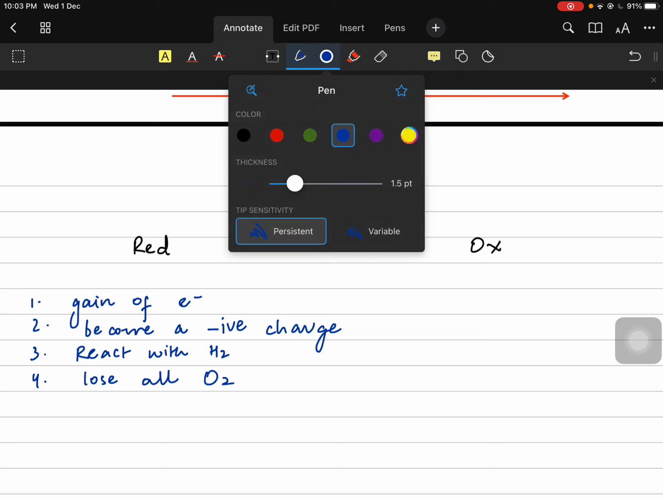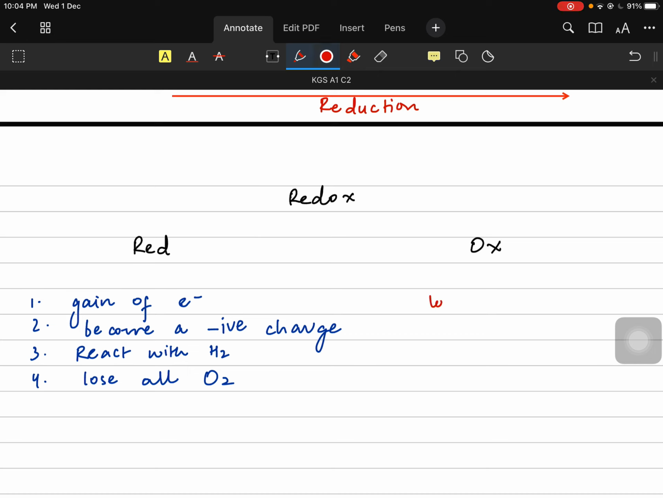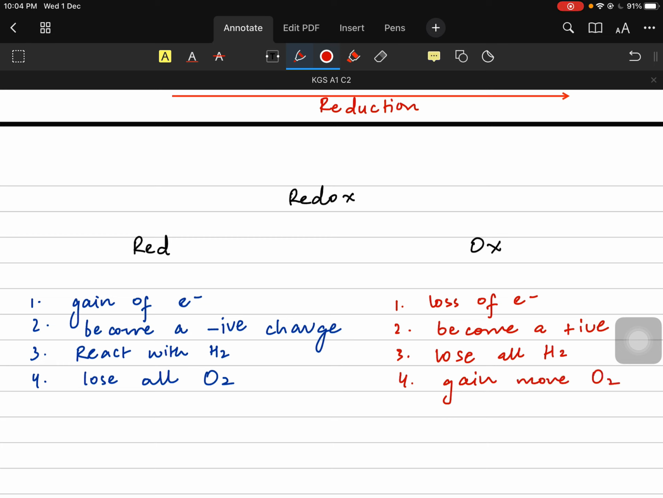Oxidation is the total reverse of it. So oxidation is the loss of electron to become a positive charge, or perhaps increase the positivity of the charge, to lose all hydrogen and gain more and more oxygen, or even perhaps react with oxygen.